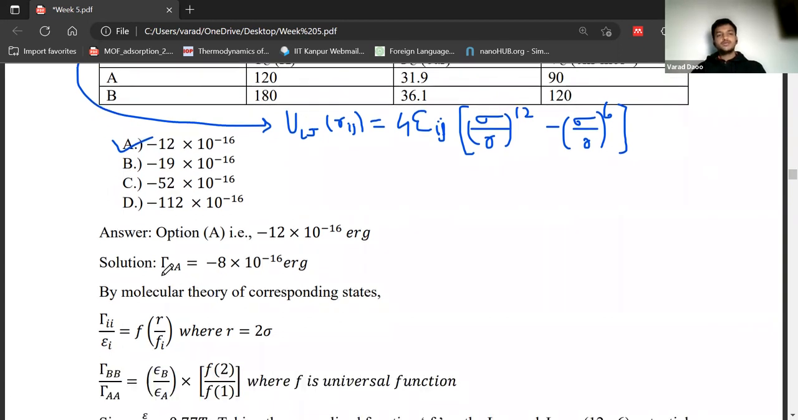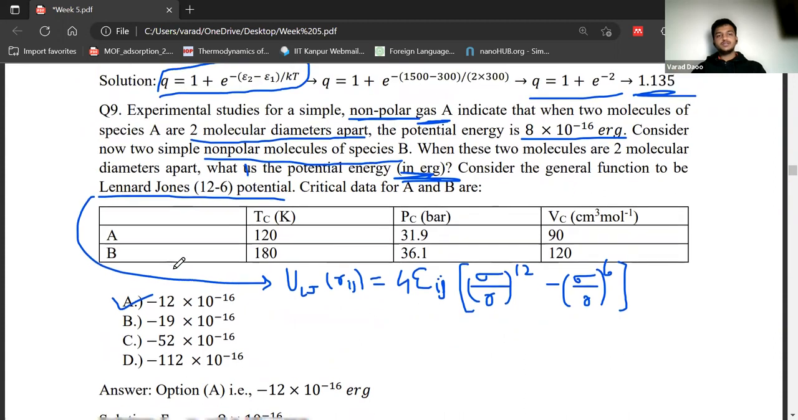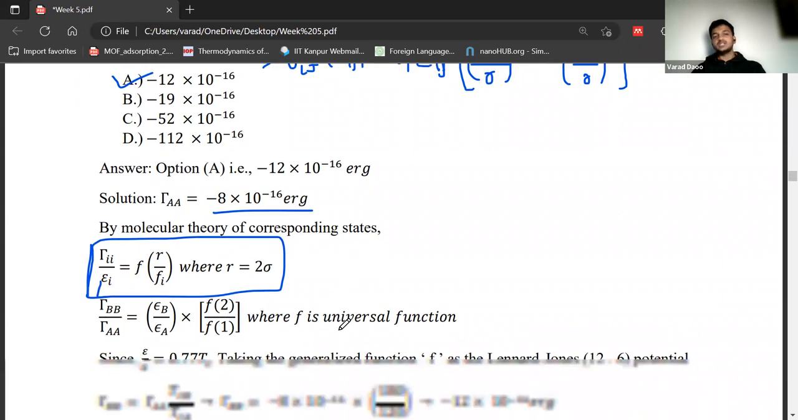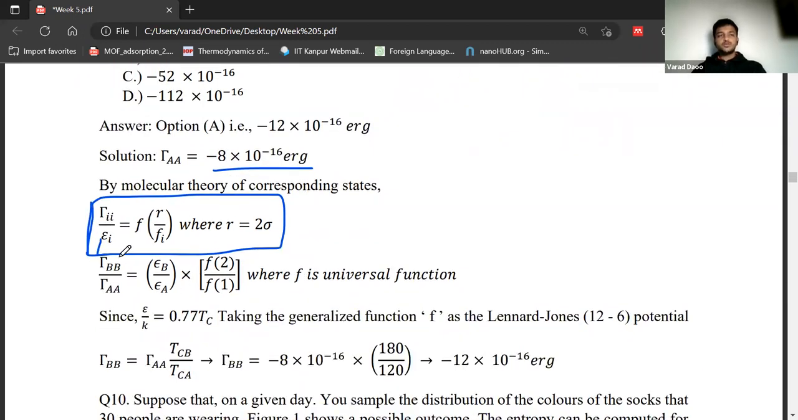We are given the energy of interaction for two molecules, where the A molecule is this one. By the molecular theory of corresponding states, we have this expression, where F is some functional form of energy. Here, F is an LJ potential, right? So we take the ratio of these two things for the two molecules, and F is nothing but the LJ potential.